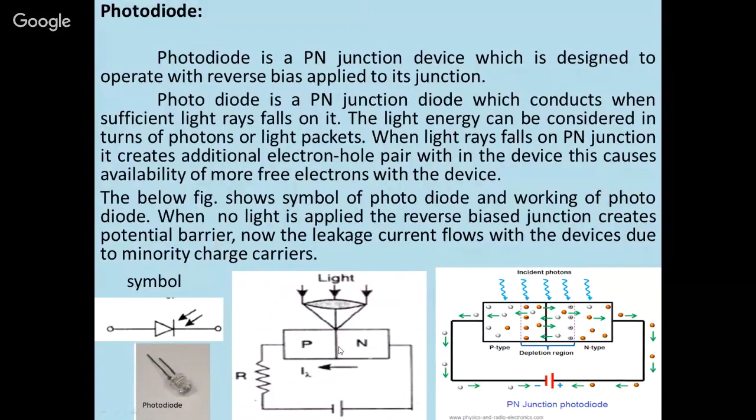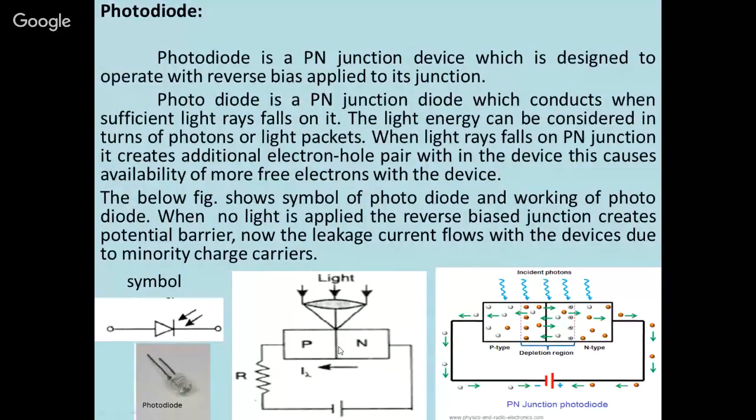Normally this photodiode is connected in reverse bias. What is meant by reverse bias? As you have seen in the diode characteristics, when P is connected positive with respect to N, it is called forward bias. And when P is connected negative with respect to N, that is called reverse bias. But an ordinary diode in reverse bias does not conduct.